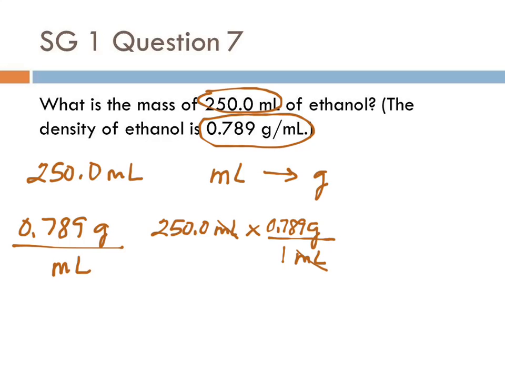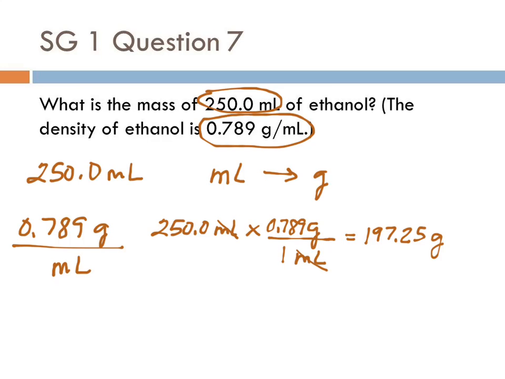Then we use our calculator, and we've got 250.0 times 0.789. We press the equal sign, and it gives us this number, 197.25. And the unit on that would be grams.